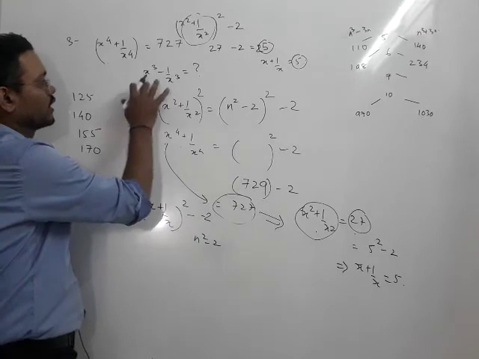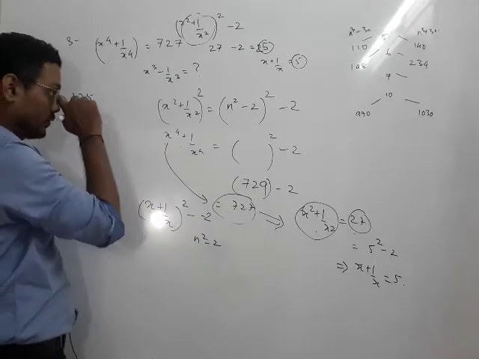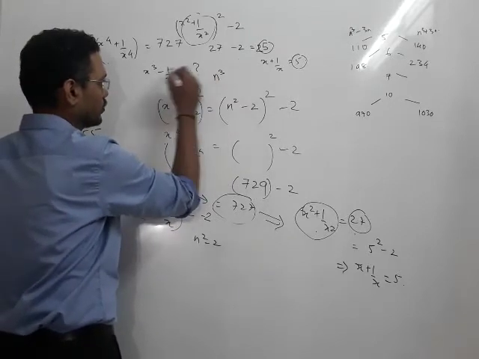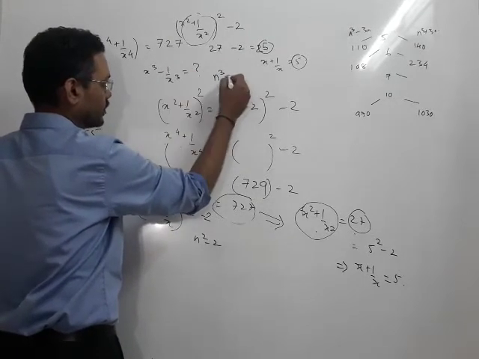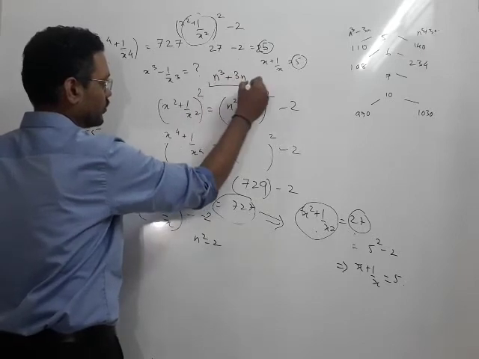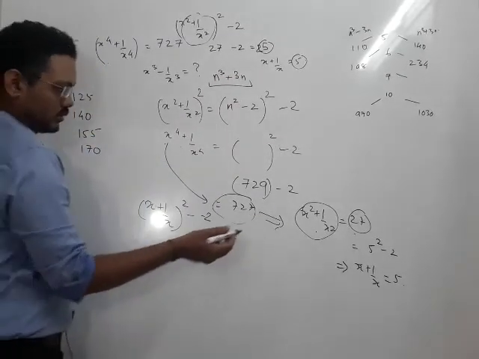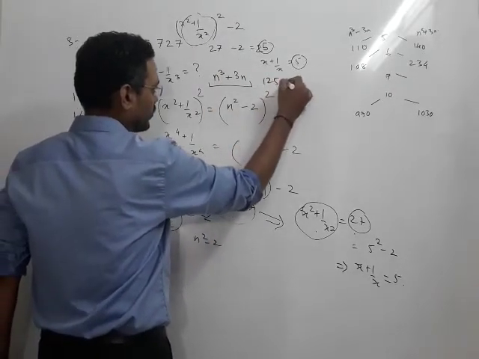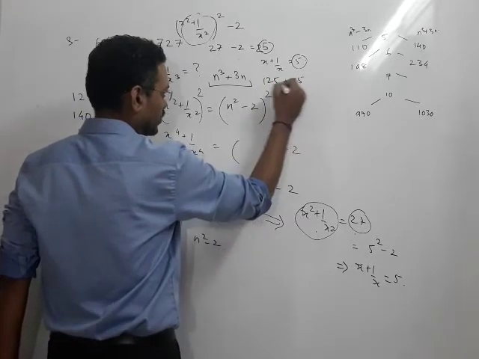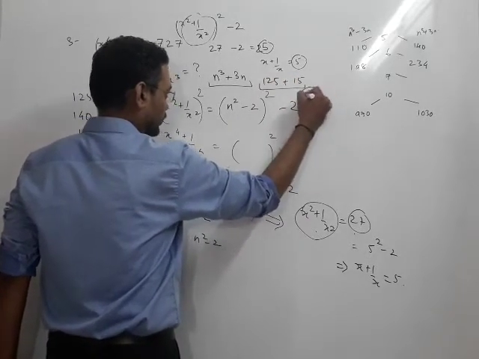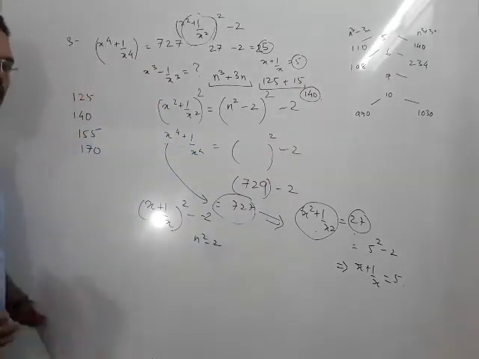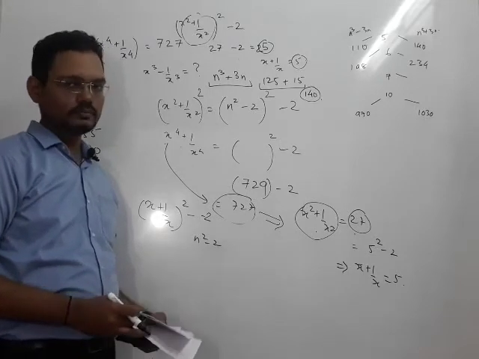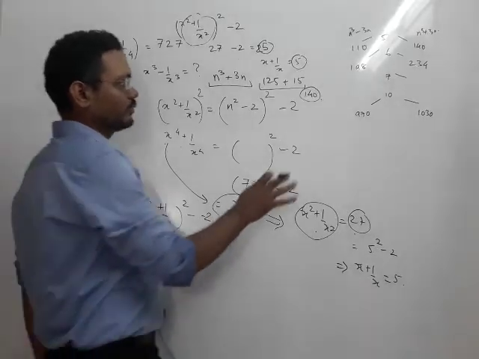Now they have asked for x cube minus 1 by x cube. As we all know, whenever it is x cube minus, what is the formula? N cube minus, and here it will come plus 3n. 5 is the value, so it will be n cube, which is 125, plus 3n, which is 15, which is 140. So this is how you will solve it in, let's say, at least a minute.